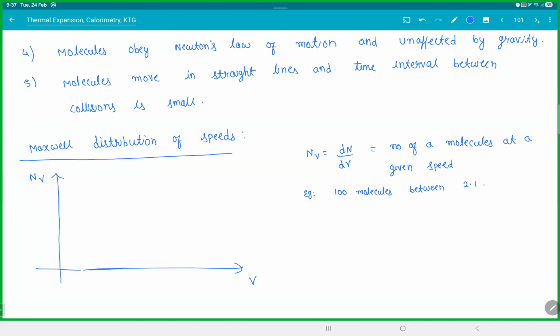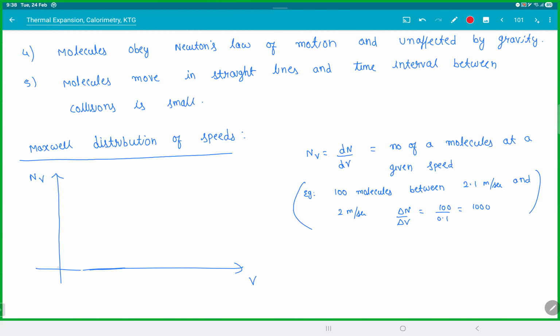Between 2.1 meter per second and 2 meter per second, the quantity delta N by delta V will be 100 by 0.1, or 1000 molecules per meter per second. So in that small velocity range, you have 100 molecules in a 0.1 meter per second range. So that is the meaning of dN by dV.